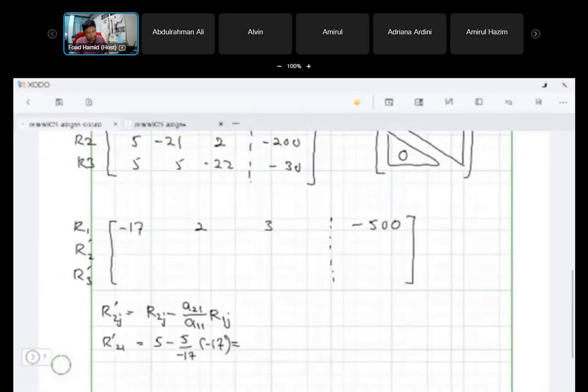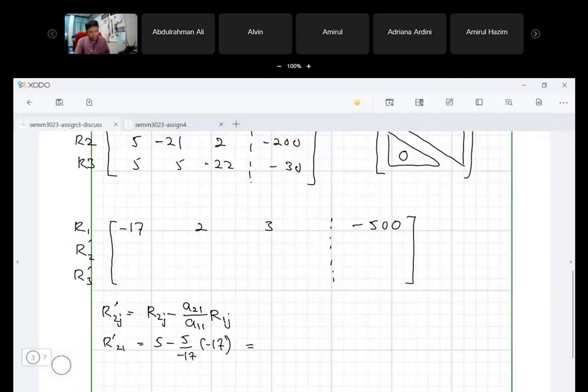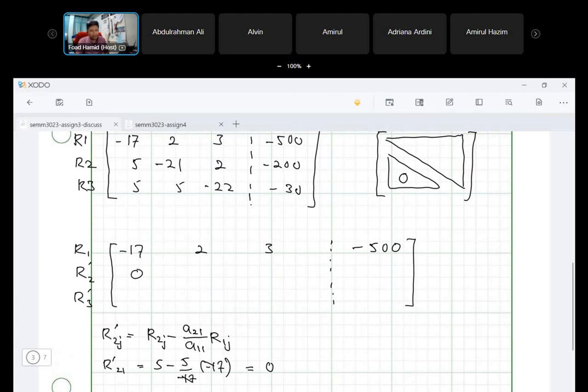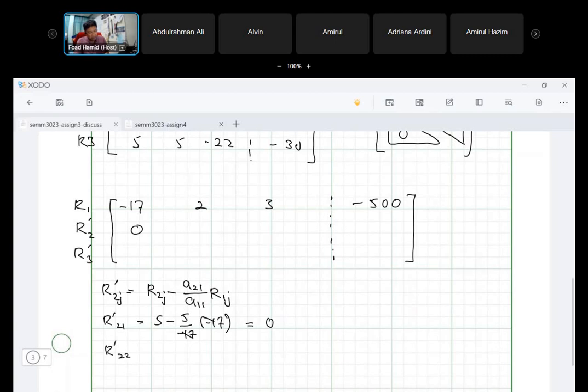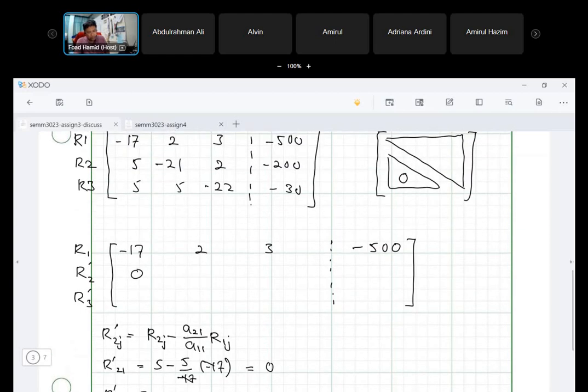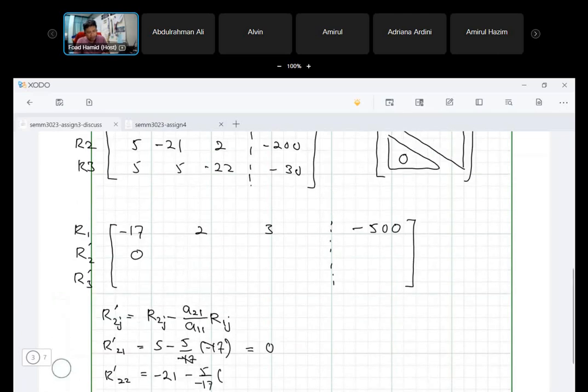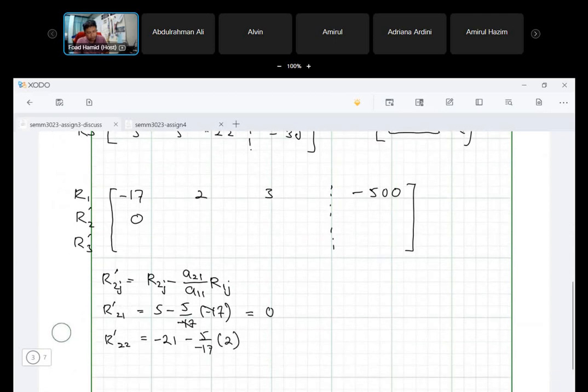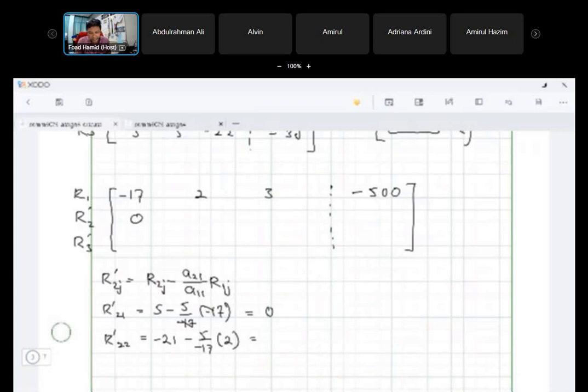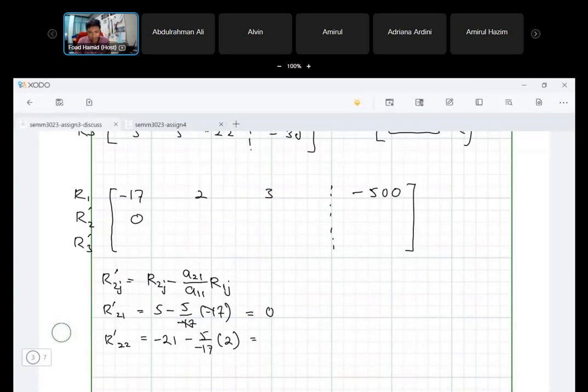So what is this value equal to? 5 minus 5, right? This one cancels out. 5 minus 5 becomes 0. So note that we have eliminated this one here, 0. Okay, so what is R prime 2? R prime 2 is just minus 21 minus 5 over minus 17 times 2, equal to, hopefully, what is the answer here? Minus 20.4.